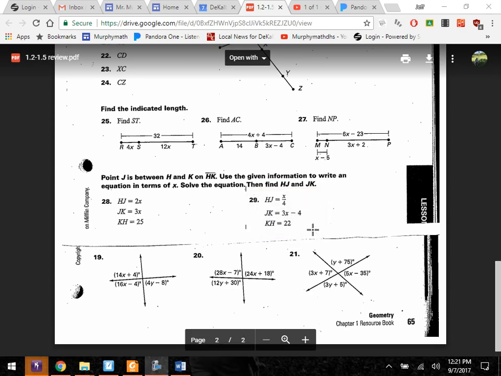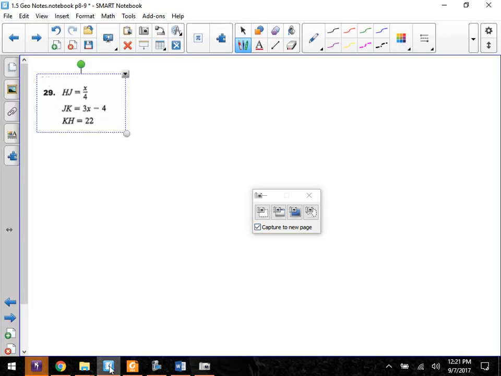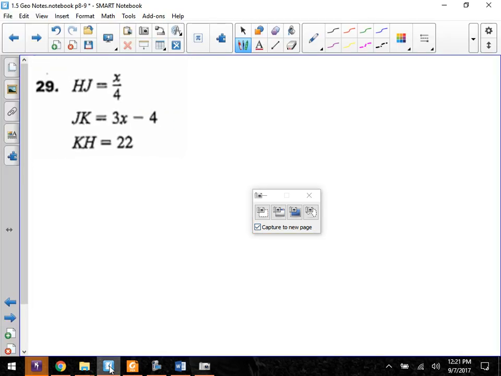It says point J is between H and K on segment HK. Does it say midpoint? Does it say anything? What does it say? Exactly. Okay. So what do you need to draw? What are my endpoints? H and K. Where do I put J? Does it have to be in the middle? Does it say it's in the middle? Somewhere between them. Does it matter where I put it then?